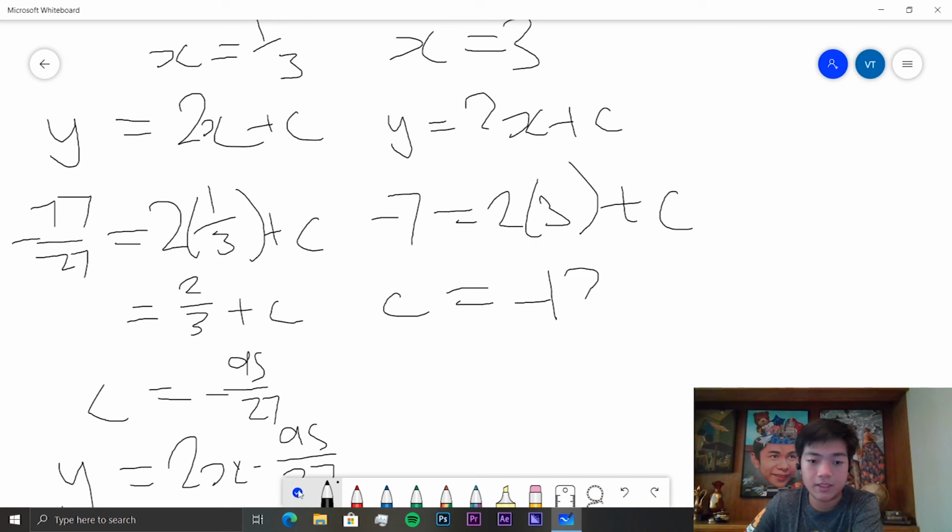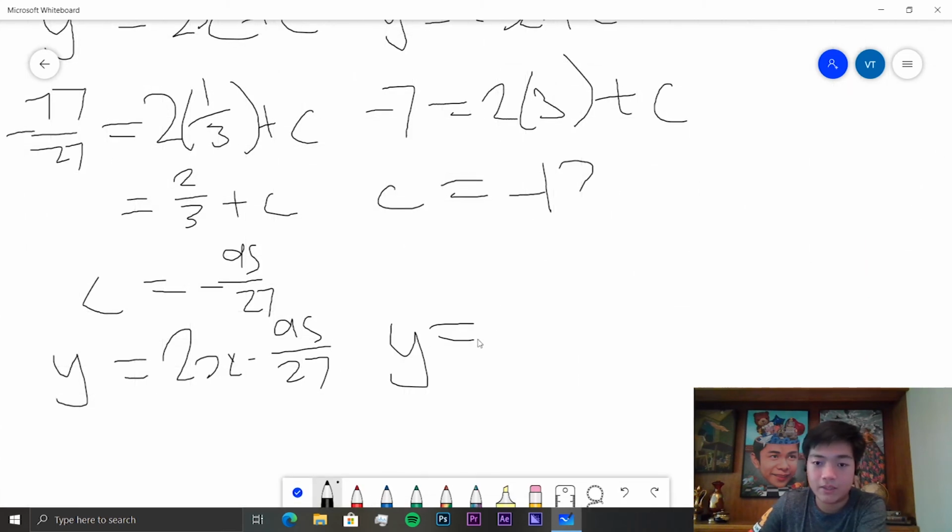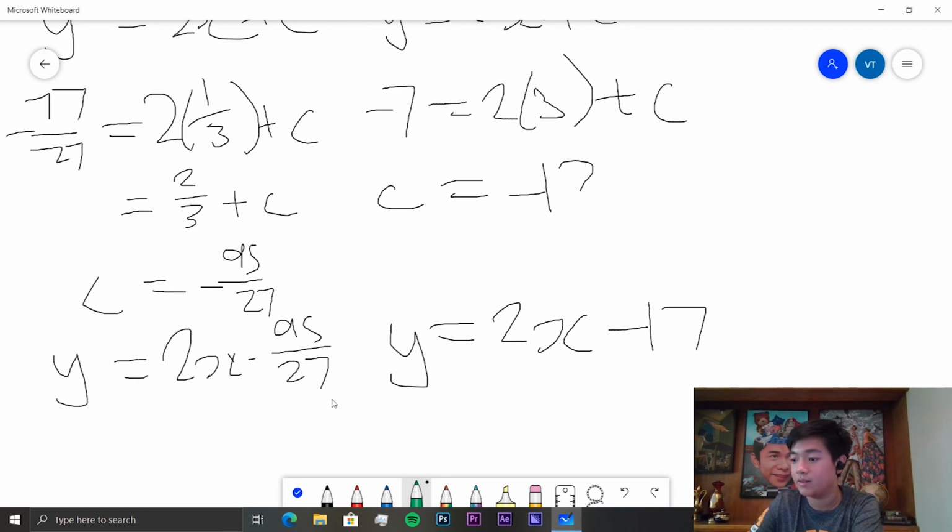So our two equations are y equals 2x minus 95 over 27, and y is equal to 2x minus 17. These should be the two equations that you've got. Oh, sorry, 17? 13. Sorry, 13.